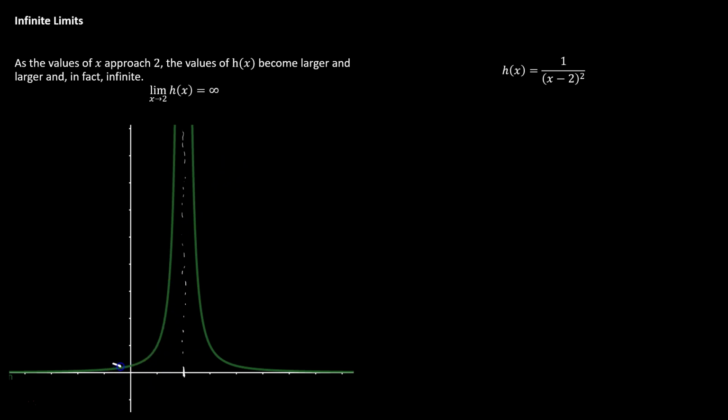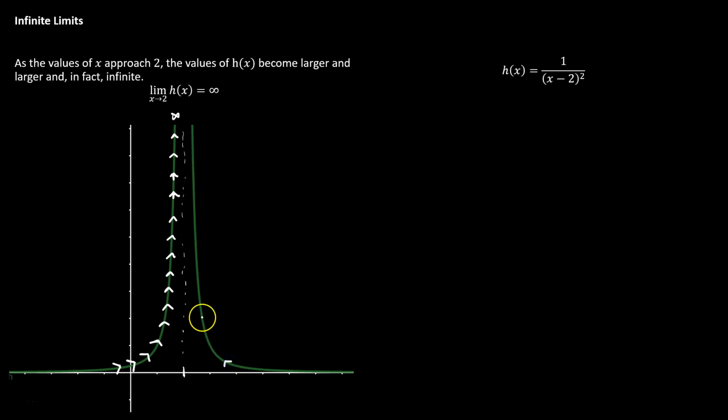From the left of 2, as we're traveling along the function, we can see that the function output is getting bigger and bigger and bigger. It's just getting out of control. It's going up and it never stops. And there's no reason for it to stop. It's going up to infinity. So the left-sided limit is sending us up towards infinity.